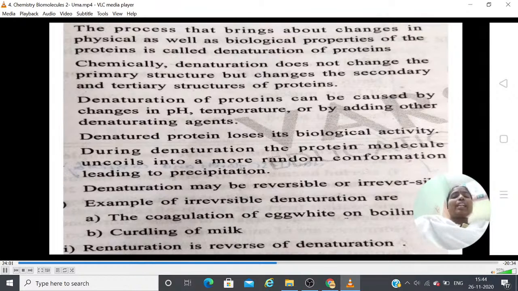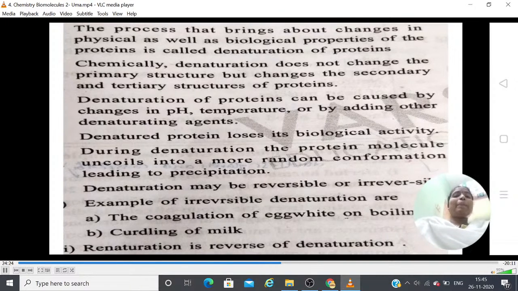Again, next point, renaturation. Renaturation is the reverse of denaturation. That means the denaturation process we have been discussing is reversed in the renaturation process. So that is all about the denaturation of proteins. This is very important for 4 marks, and for the final exams also.